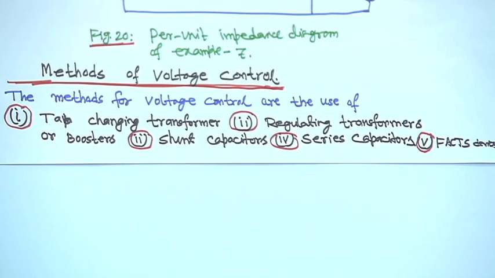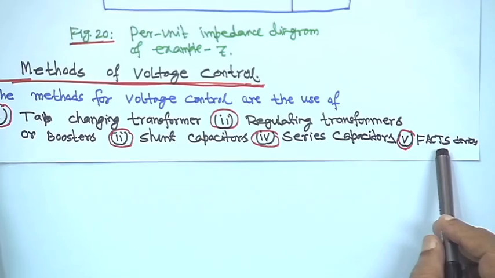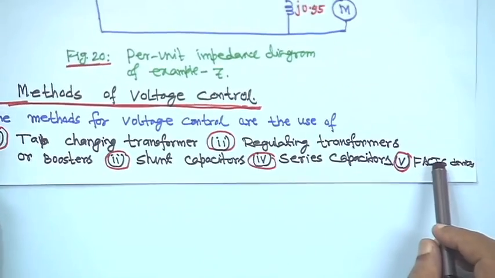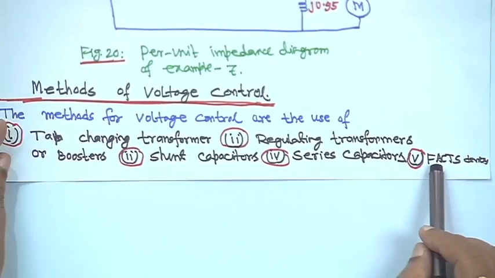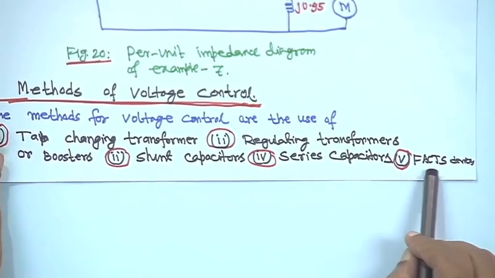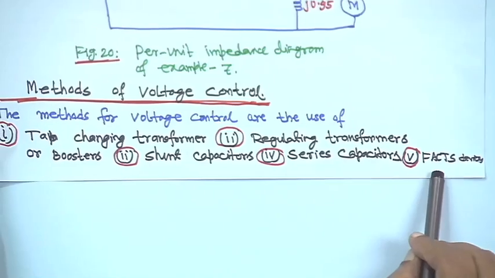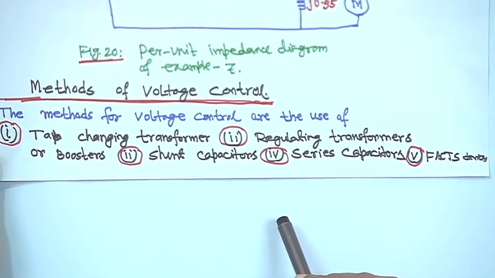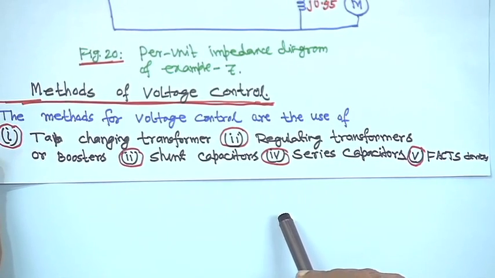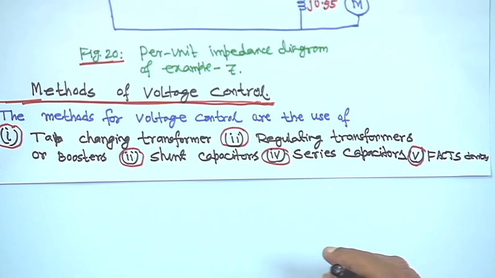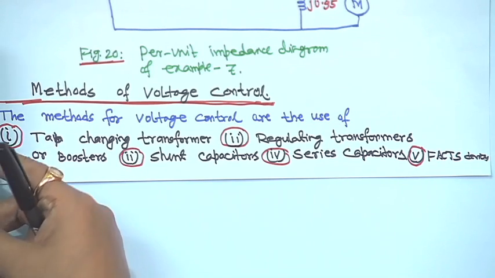So, the methods for voltage control are the tap changing transformer, then regulating transformer or booster transformer, shunt capacitor, series capacitor and the FACTS devices, right. In this course we will not discuss FACTS devices, because it is a very big topic. But we will discuss tap changing transformers, regulators or boosters, shunt capacitors and series capacitors, just so you get some ideas, right.